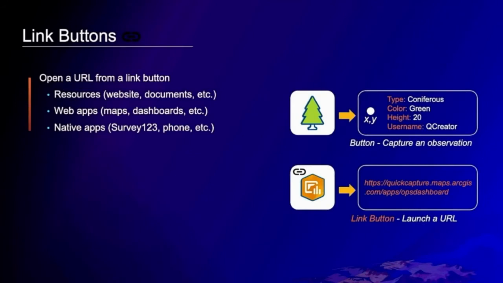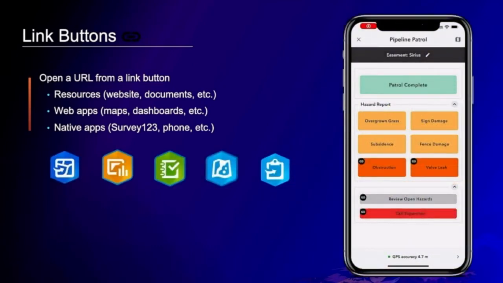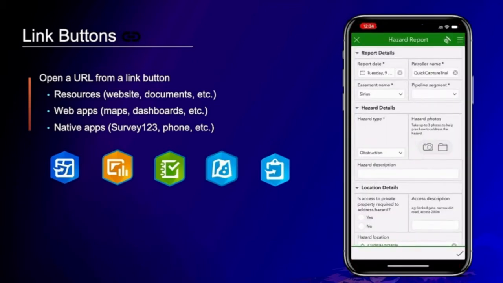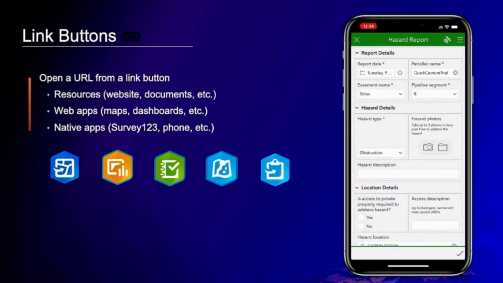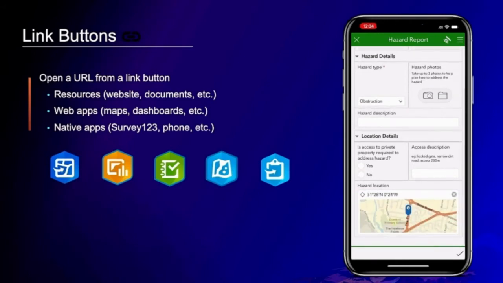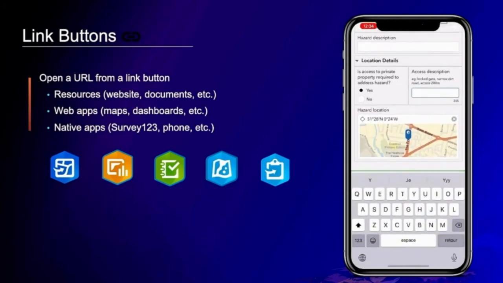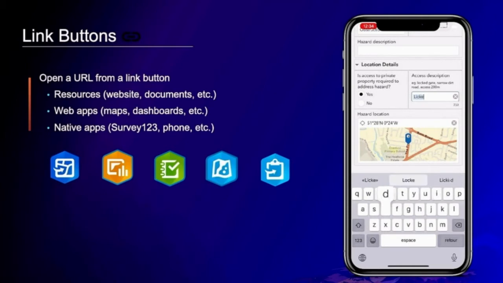So link buttons are just like normal buttons in terms of appearance, but instead of creating features, they call URLs. Simple, but really powerful. You can use URLs to access resources like web pages and PDFs to help guide the project user, web apps and dashboards to view incidents and submissions, and native apps to complete multi-app workflows. Link buttons can turn QuickCapture projects into launch pads.